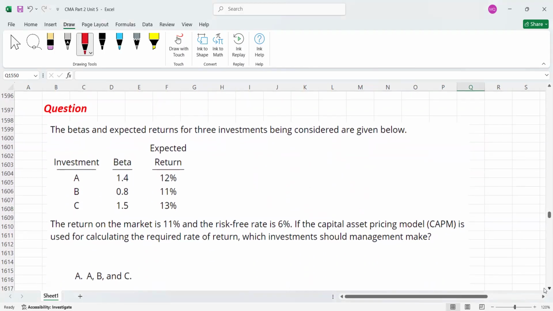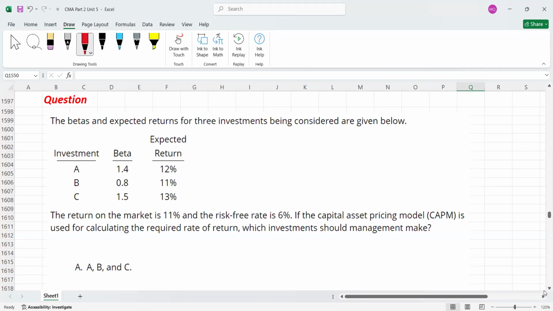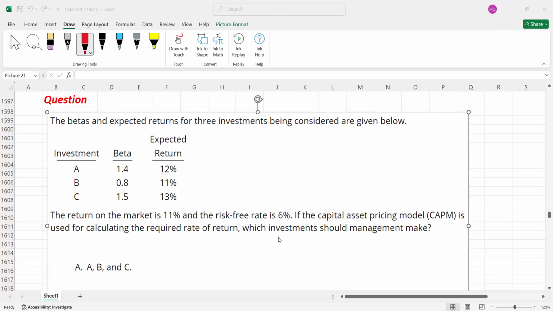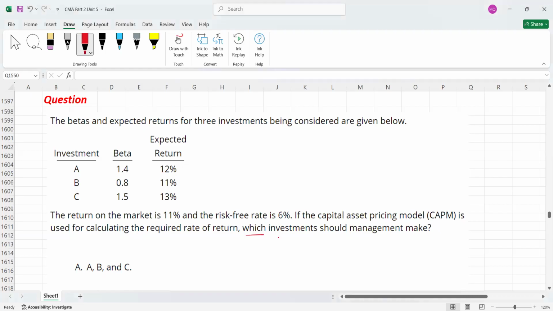So here we have a question now, guys. I need concentration again. So now the requirement is, which investment should management make? Which investment should we make? So now let's read the question. Actually, it's a decision on which stock we should invest in. The betas and the expected returns for the three investments being considered are given below. So we have our expected returns for the three investments.